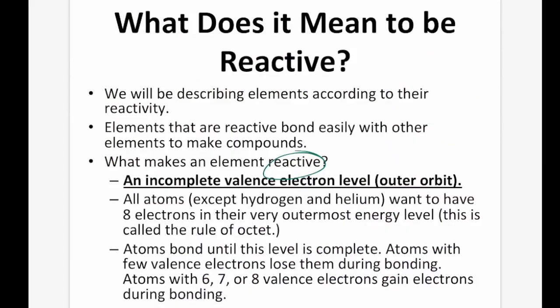So what makes an atom reactive? An incomplete outer orbit. It wants 8. If it doesn't have 8, it's going to react until it gets 8. Once it has 8, it's no longer going to be reactive. And that concludes our lesson on periodic table and Bohr-Rutherford diagrams.